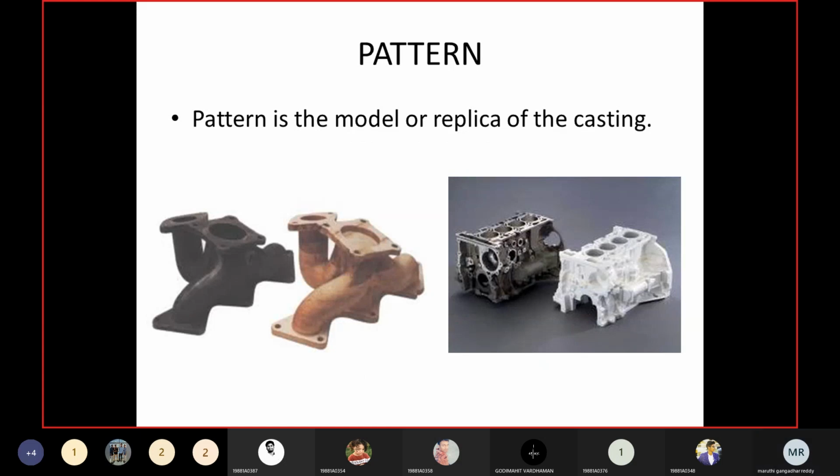Good evening, sir. Is my voice audible? Yes, sir. And the screen, I have just started sharing the screen. Can you see the screen? The pattern. Yes, sir. Can you see the PPT?